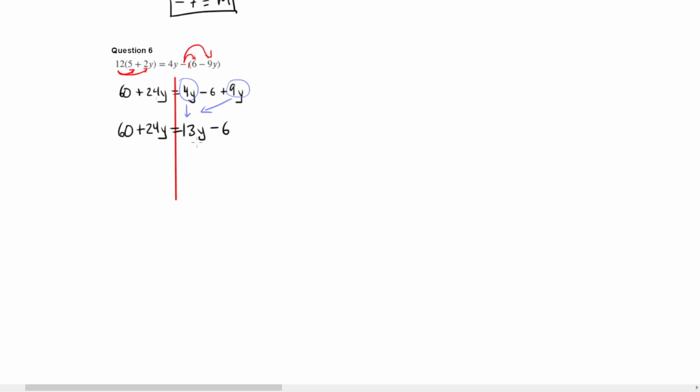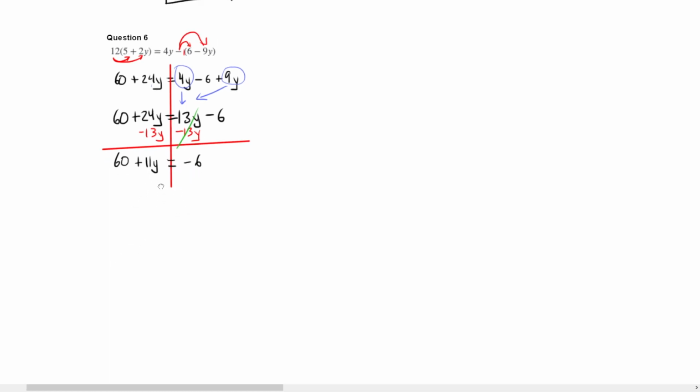And let's go ahead and move the smaller of my two y's. So now I have two terms with y. I'm going to move the smaller one. So I'm going to go the opposite of this 13, which would be -13y, -13y. This guy crosses out. And I'll have 60 come down. 24 take away 13, I believe will be 11y equals -6.